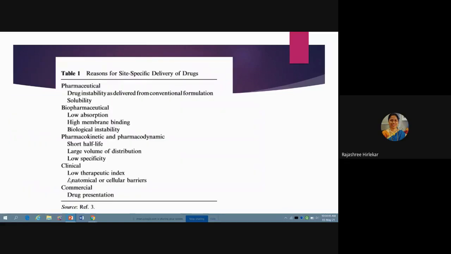Important. Now we'll see what are the reasons for the site-specific delivery of the drug. The reasons can be pharmaceutical, that is, for example, drug instability as delivered from the conventional formulation. Any drug which is unstable in the acidic conditions of the stomach gets degraded, and therefore the net concentration of the drug in the GIT itself is going to decrease.